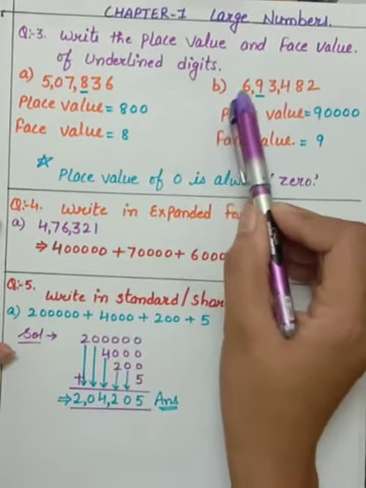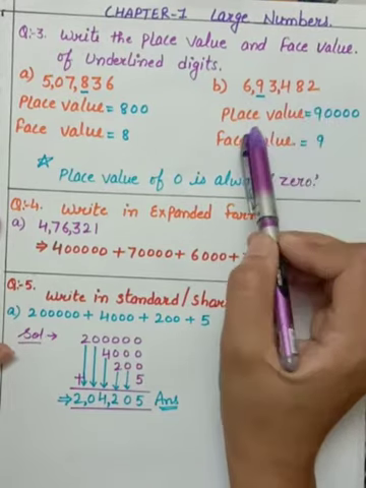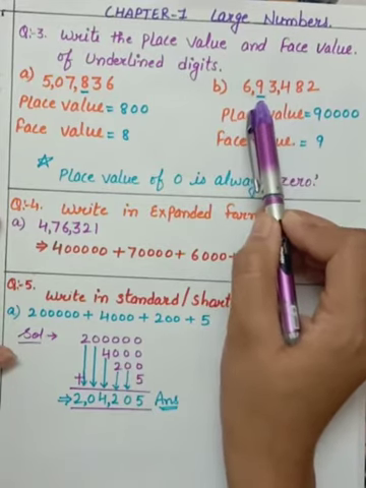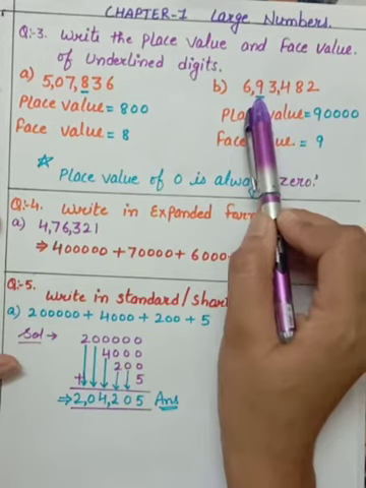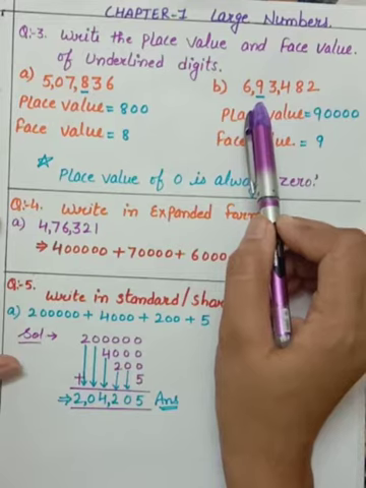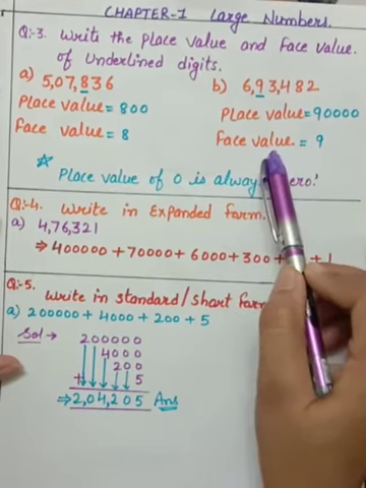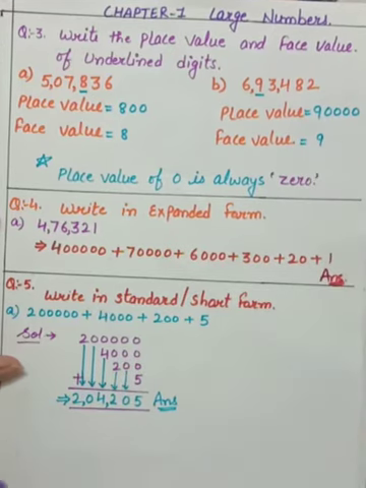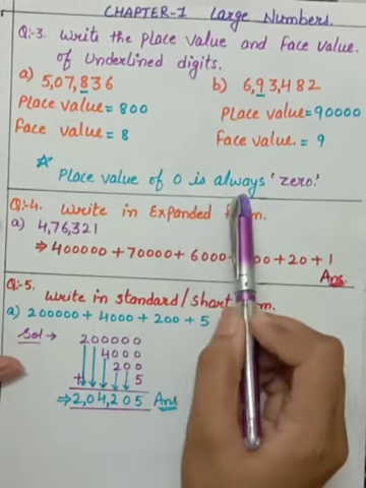See one more question, B part. Here the number is given: 6,93,482. So students, for the place value we have to check the position of the digit 9 because here 9 is underlined. Okay, so ones place, tens place, hundreds place, thousands place and ten thousands place. Students, 9 is coming on the ten thousands place. So according to the position of 9, the place value of 9 becomes 90,000. Now face value means the same digit only. So that's why its answer is 9. One important thing is there: the place value of digit 0 is always 0.